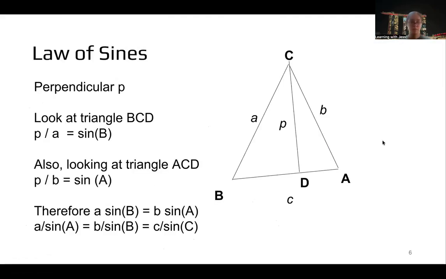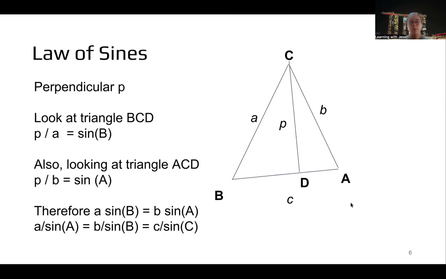Now we have one more. This is called the law of sines. We have a random triangle here. It's called A, B, C. Imagine if we were to draw a perpendicular line. We call this perpendicular P. Now we have two right triangles. Our first right triangle is triangle BCD. And our second right triangle is called ACD.